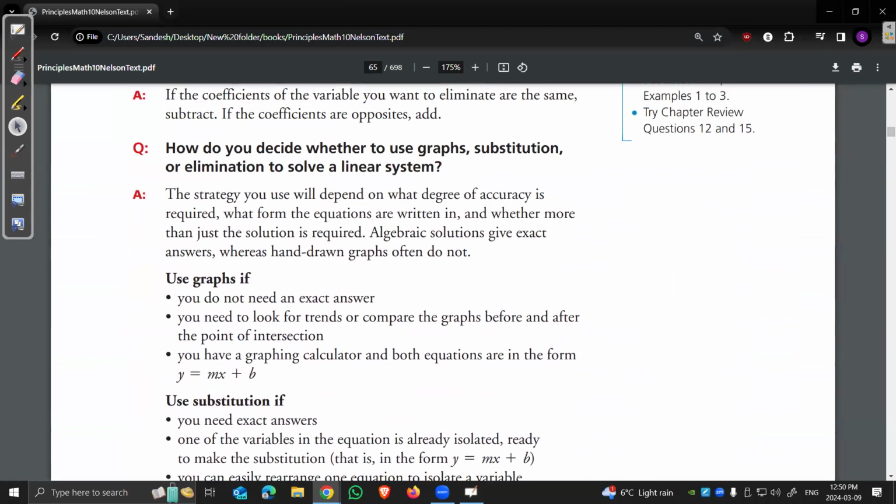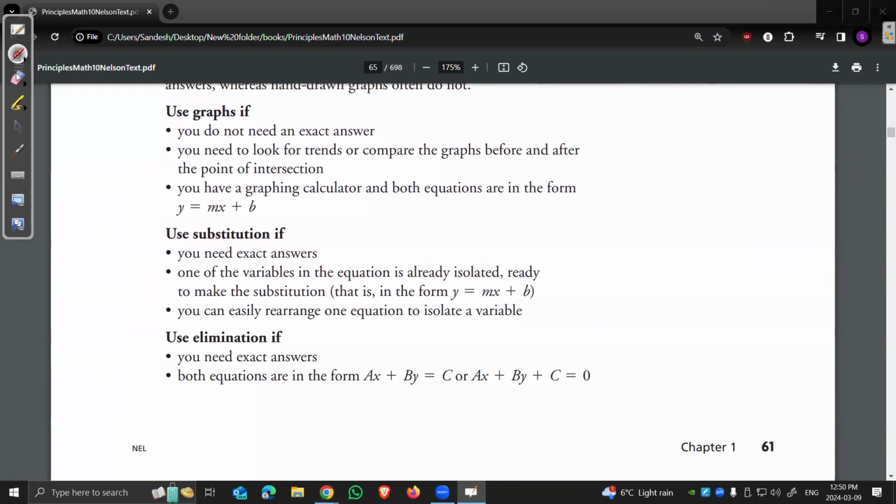Here, let's look at this page briefly. Which method is the best for solving linear equations? Use graphs if you don't need an exact answer. Graphs are not very precise, especially if your slopes or y-intercepts are decimal numbers, then you're never going to be precise with a graph. But it's a good tool to visualize what the solution could potentially look like. And it's super easy to graph something if it's in the form of mx plus b, right?